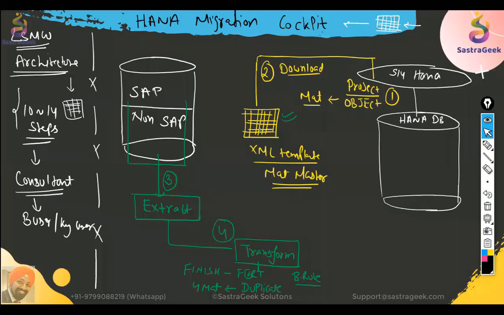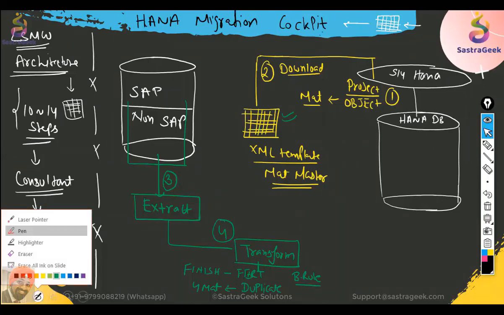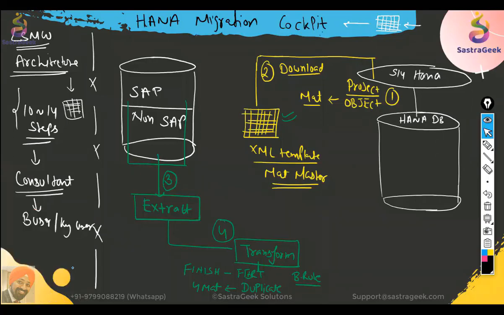Then in the fifth step, we would transform and prepare the XML structure with the data load. So this XML would be available. Then in the sixth step, once this is available, we would be loading this into the system.